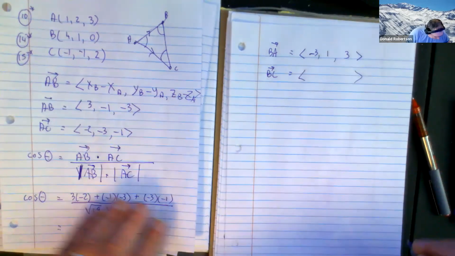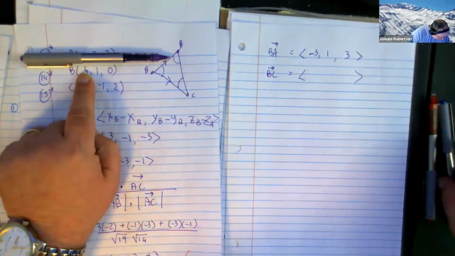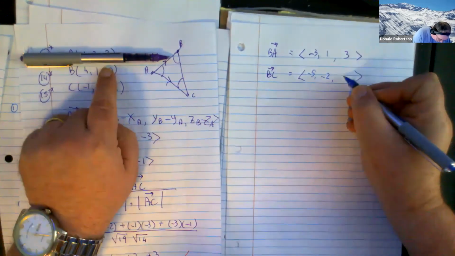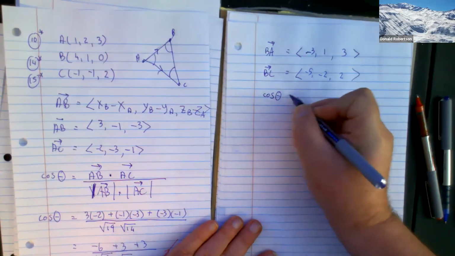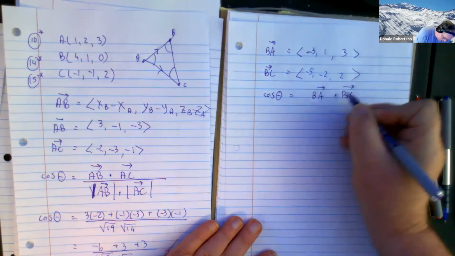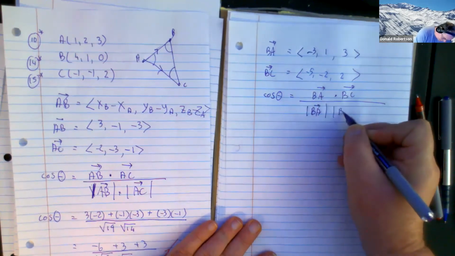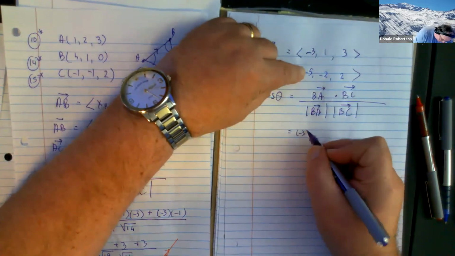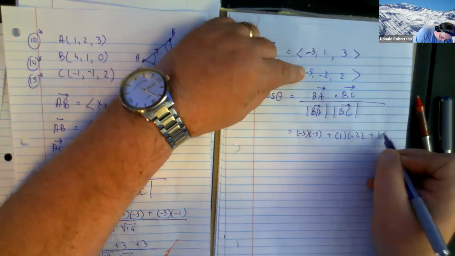So to get BC, cover this guy up. -1 take away 4 is -5. -1 take away 1 is -2, and 2 take away 0 is 2. So there's the other vector. And so the cosine of theta is going to be the dot product of those two divided by the magnitude of those two. So -3 times -5 plus 1 times -2 plus 3 times 2.